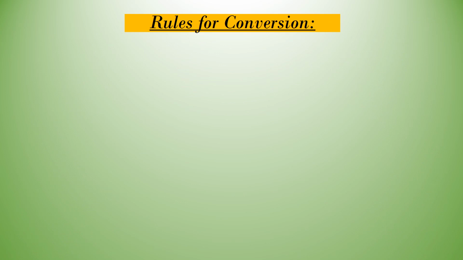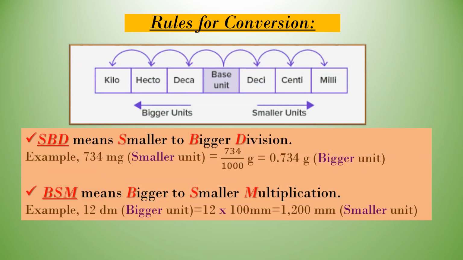Remember, there are two important rules for conversion. First rule is SBD, means whenever we have to convert smaller unit to bigger unit, we divide. For example, here we have to convert 734 milligrams into grams. So first point, spot these two units in the metric unit chart. Milligrams is on right side and grams, which is the base unit, is on left side. It means we are converting smaller unit into bigger unit. We will divide. Divide by what?